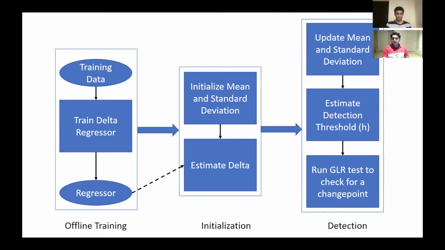Here's the overall pipeline for MOANA. The pipeline includes 3 stages: an offline training stage, an initialization stage, and a detection stage. We will now dive into the details of each of these stages. Let's get started with the autonomous delta estimation using regression.